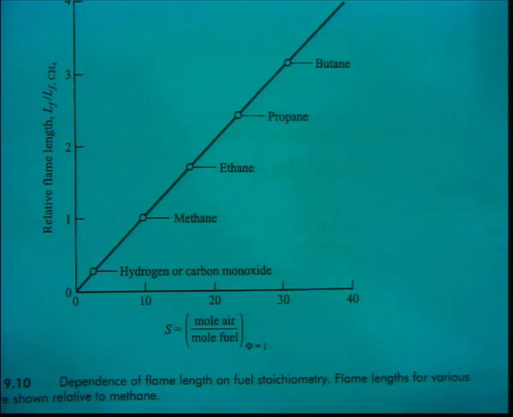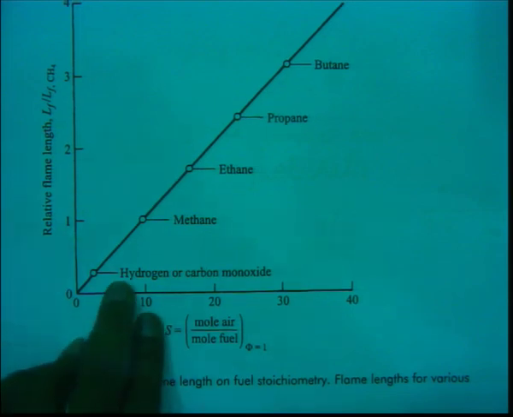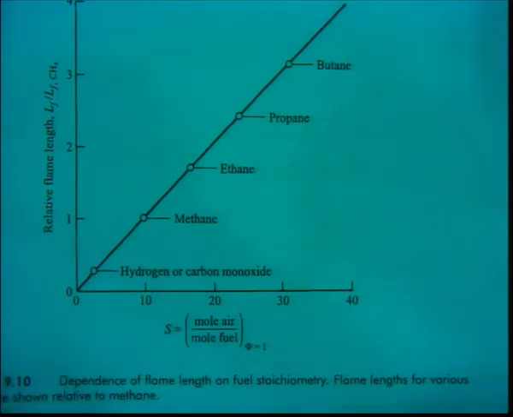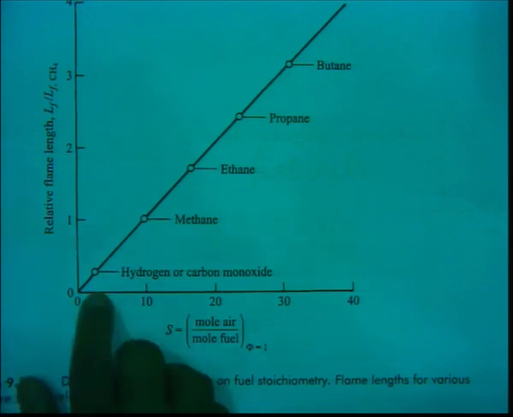All right. So, this is understandable, and the other observation you can see is that hydrogen or carbon monoxide, they have smaller flame lengths compared to methane. Why is that? Because for methane, for 1 mole of methane you need 2 moles of oxygen. For hydrogen and carbon monoxide you need half a mole of oxygen. So, the S value is even smaller. So, the S value is very small here. So, the length of the flame is smaller.